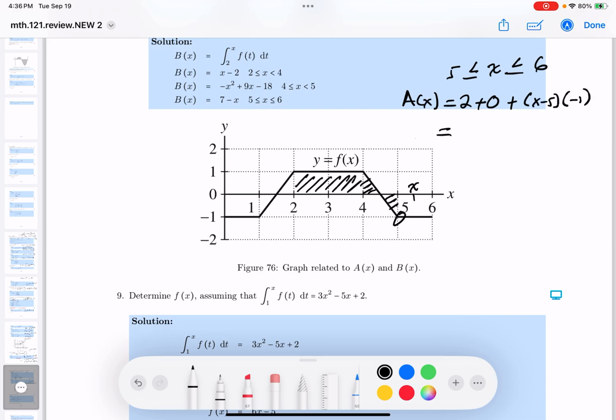So what do you get over there? 2, and then you get minus x plus 5. And what does that give you? 7 minus x. And let's take a look, see if we got that. And we did. We're good to go. We're all right with this picture then.